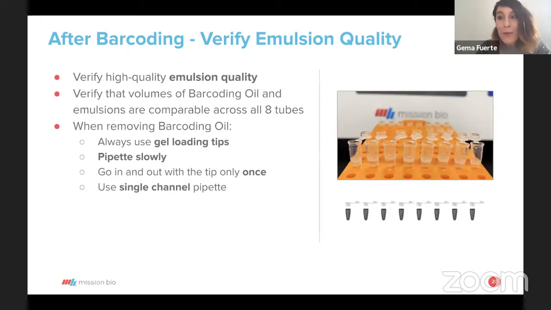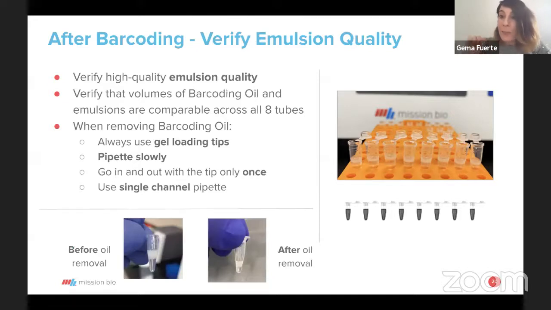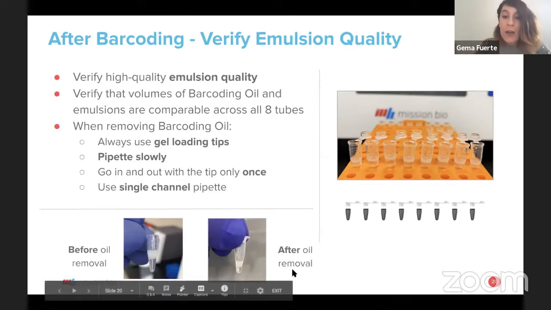But before you move to PCR, of course, you also have to remove the oil. I'm not putting the video here because we have already seen it. It's exactly the same process, but now repeated 8 times. Why? Again, just because the volume of oil and emulsion is larger than 100 microliters.